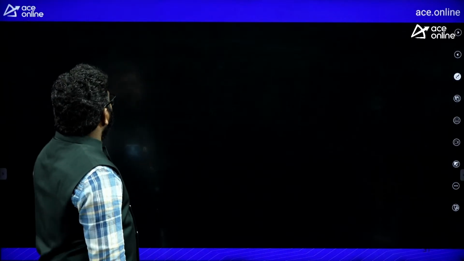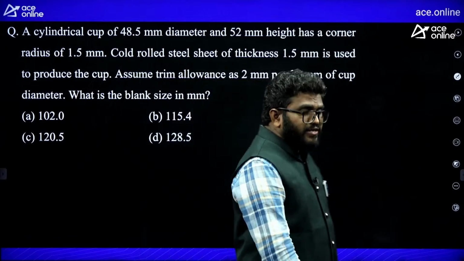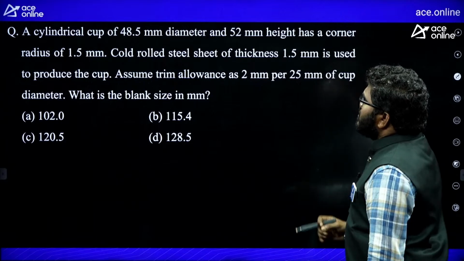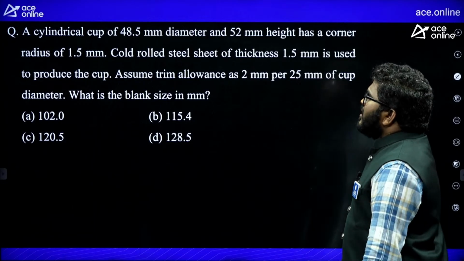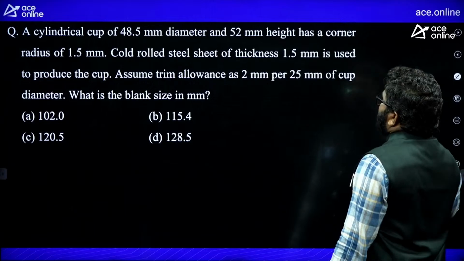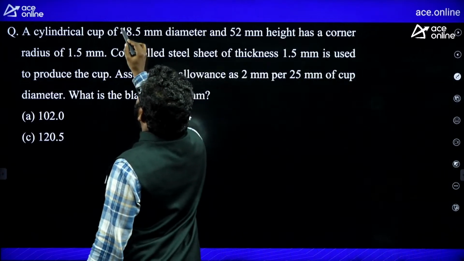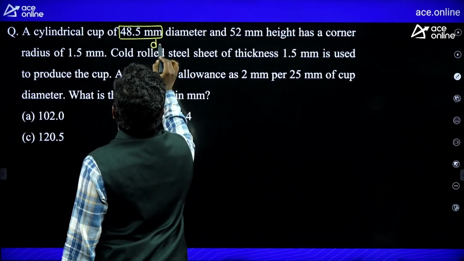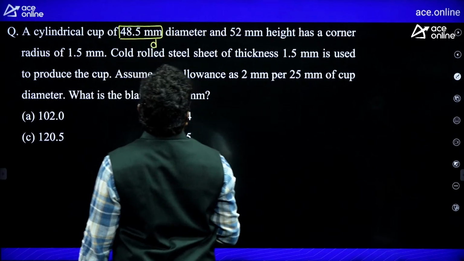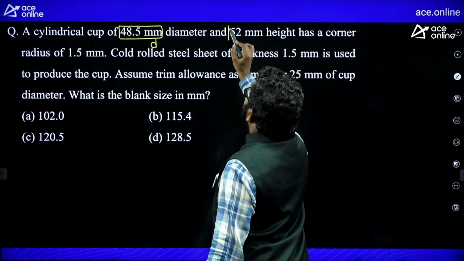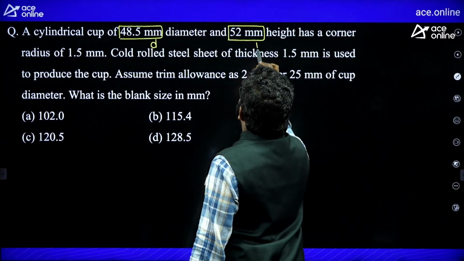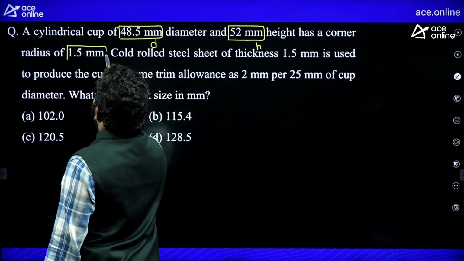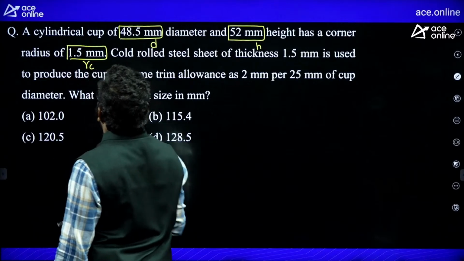Okay, now next, another question, related to the blank size and die size. Now this is a deep drawing question. A cylindrical cup of 48.5 mm diameter, this is the cup diameter d, and height is 52 mm, with a corner radius of 1.5 mm, Rc is given, corner radius.